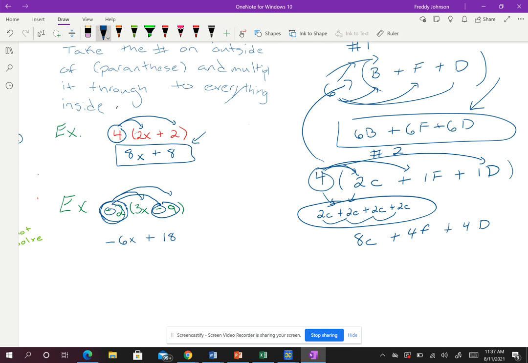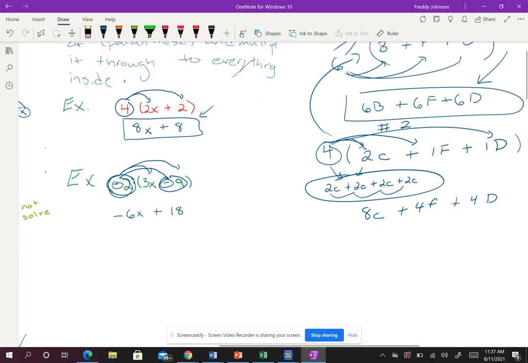So remember, I cannot combine these. We talked about that last time. You can think about it like this. You owe 6 bags of M&Ms and you have 18 M&Ms. These M&Ms are not in a bag, so you cannot combine those. All right, so hopefully that makes sense.